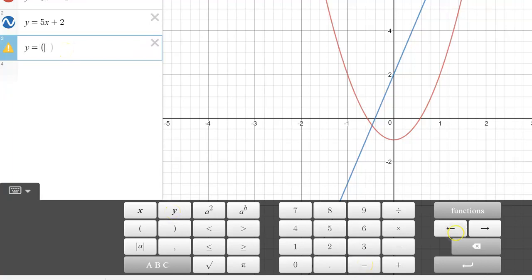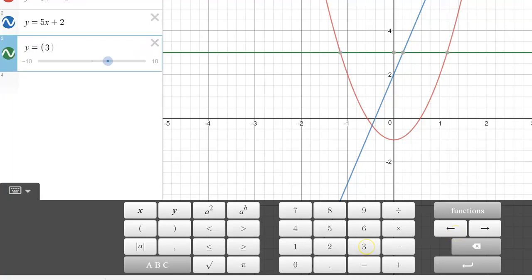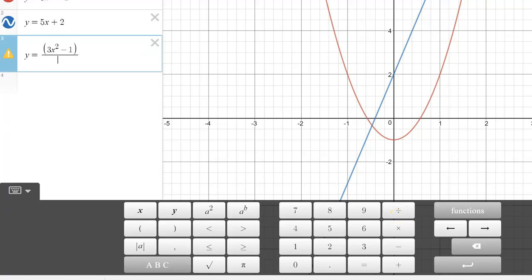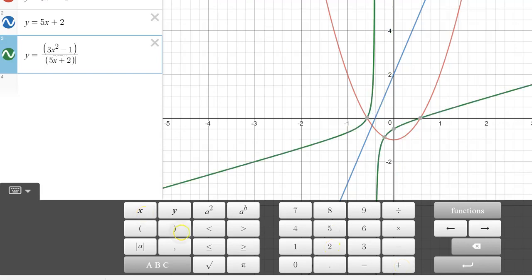So I'm going to type this out as y equals 3x, and we're going to square that, and minus 1, and then we're going to divide that by 5x, and then plus 2. So this is a kind of a different graph, one that we haven't really encountered before. So you can see the green lines here, and you can see that the domain is all real numbers except at -2/5, but we can see that the range covers all the values.